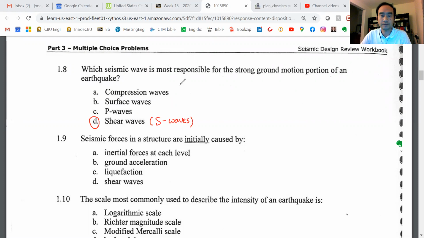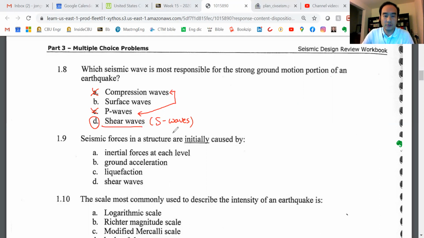Okay. And compression waves are actually the same as the P waves. So A or C cannot be the answer, right? If you don't know whether it's going to be the surface waves or the shear waves, you just eliminate these two and it's going to be a 50-50 chance, right? Anyway, the answer is going to be shear waves.